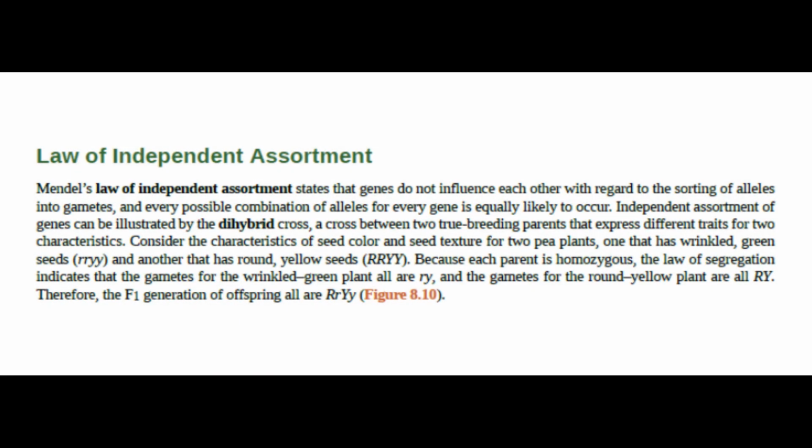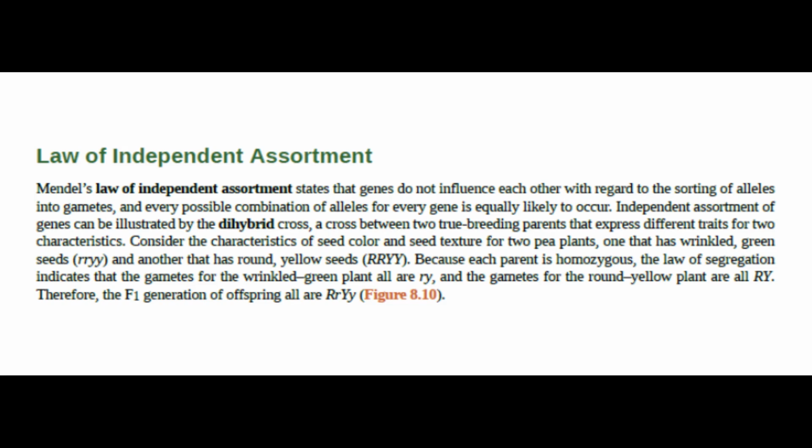Law of Independent Assortment. Mendel's law of independent assortment states that genes do not influence each other with regard to the sorting of alleles into gametes, and every possible combination of alleles for every gene is equally likely to occur. Independent assortment of genes can be illustrated by the dihybrid cross, a cross between 2 true breeding parents that express different traits for 2 characteristics.